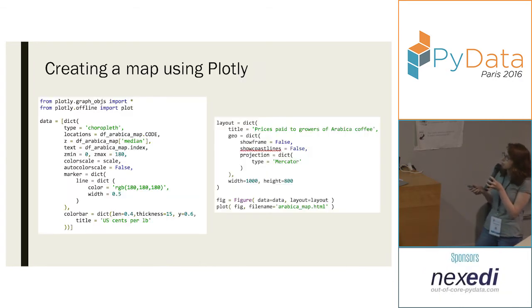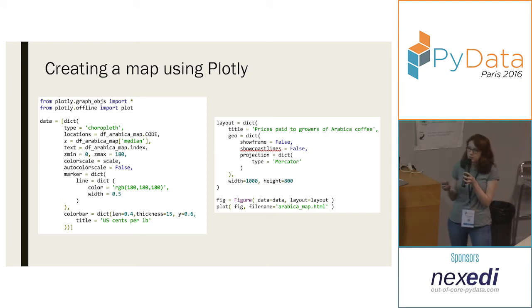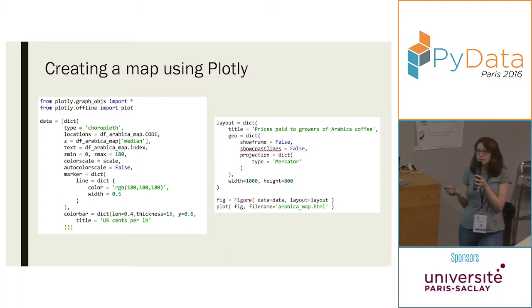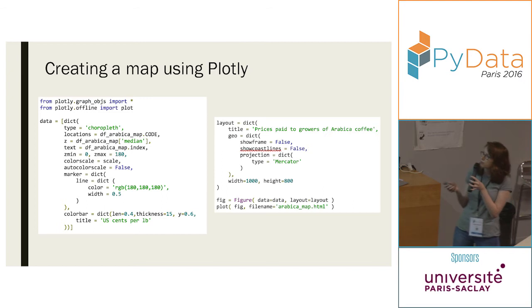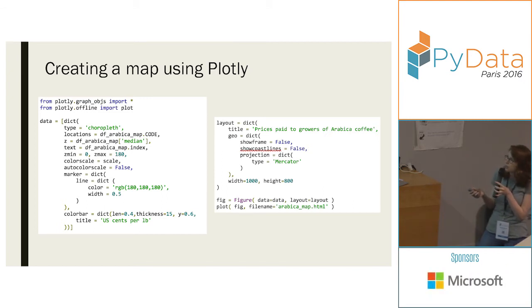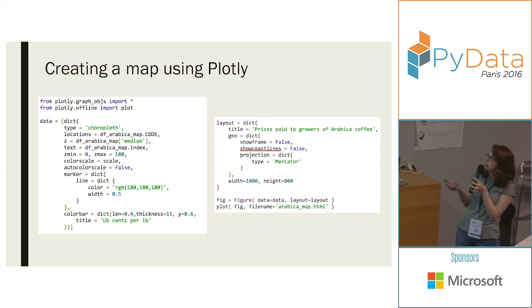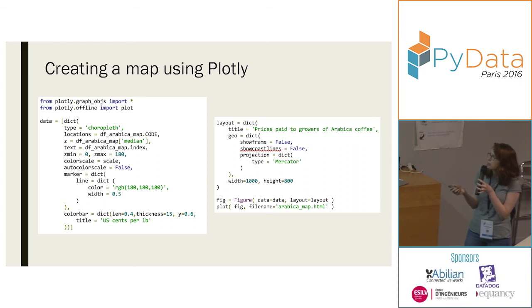So this is code to create a map using Plotly. What I thought it might be interesting to look at is the distribution of coffee growers around the world. I'm not going to go through this in very much detail, but you define the data using a variety of key value pairs. You can also define the layout of the plot, so things like the title, the type of map, the width and the height. And then in this case, I'm going to plot something offline. And I'm going to end up with an HTML document containing my map.